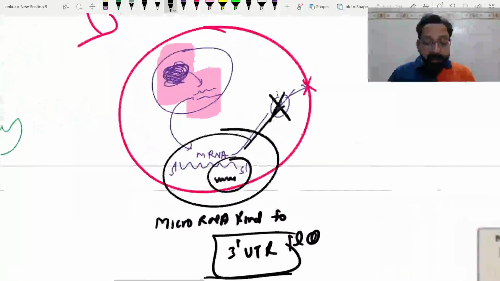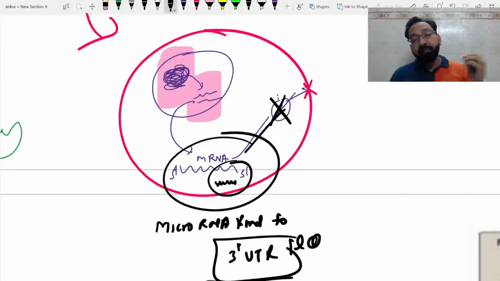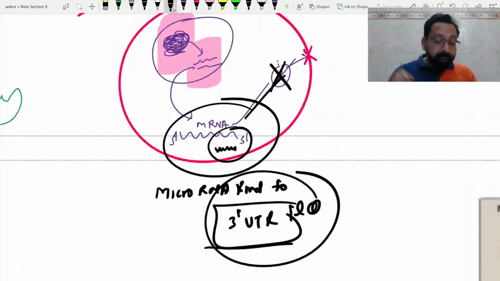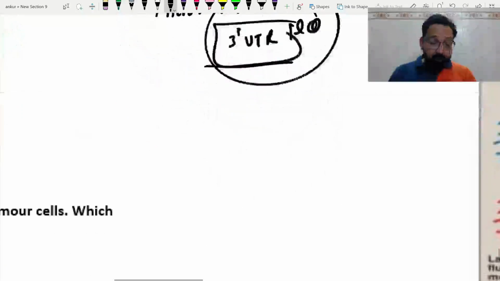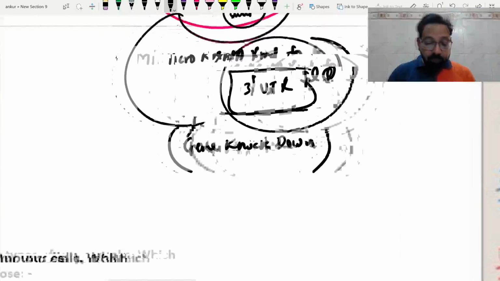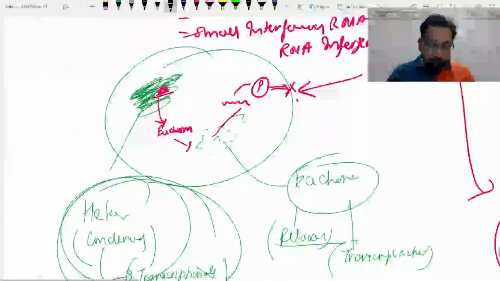First question, microRNA binds to messenger RNA at which end? The answer is 3 untranslated region, and it will inhibit the protein synthesis, and this phenomenon is called gene knockdown. Gene knockdown.